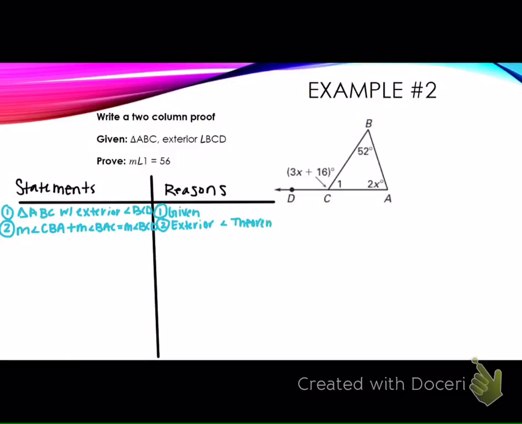And then by substitution, we're going to replace it with what Katie said. So 52 plus 2x equals 3x plus 16. That is just by substitution. So now we're going to do an algebraic proof here. What would you do first to get x by itself? Tell me what you would do first to solve for x. Cameron, what would you do first to solve for x?